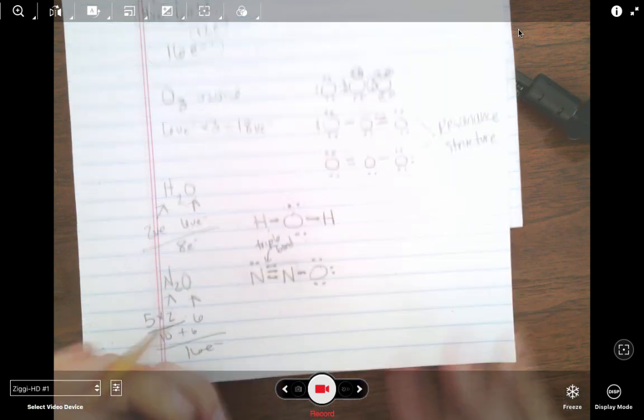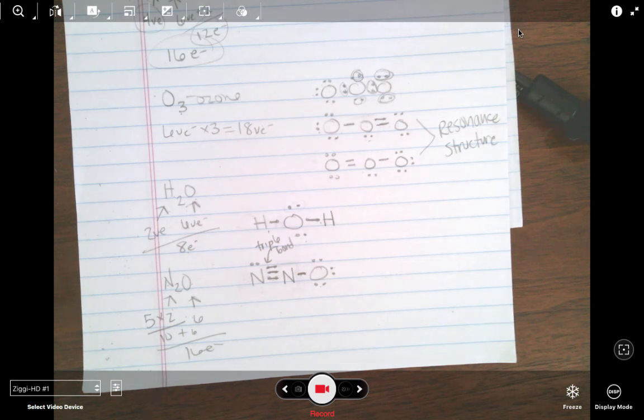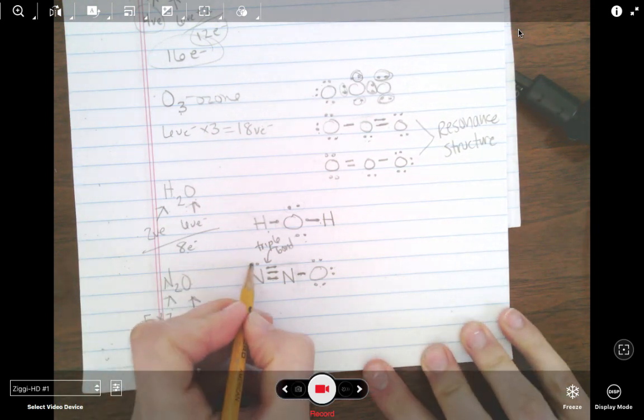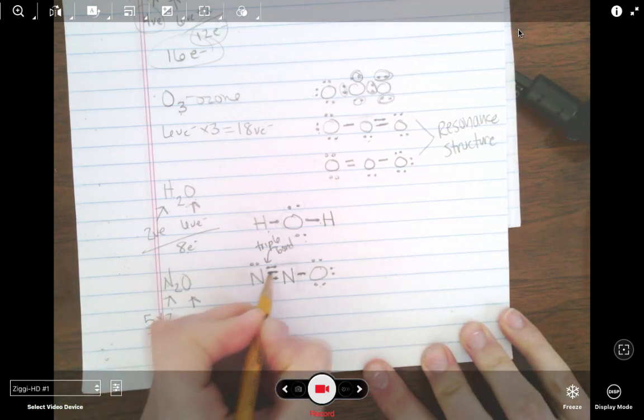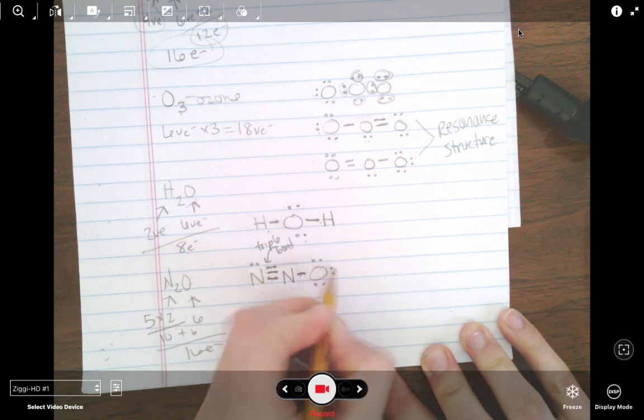Nitrogen is the only element that we're going to be working with that triple bonds. Carbon can also triple bond, but for our purpose, nitrogen is the one that's going to triple bond. So now I have 2, 4, 6, 8, 2, 4, 6, 8, 2, 4, 6, 8.